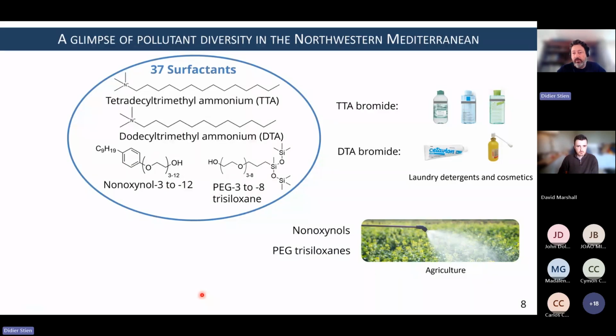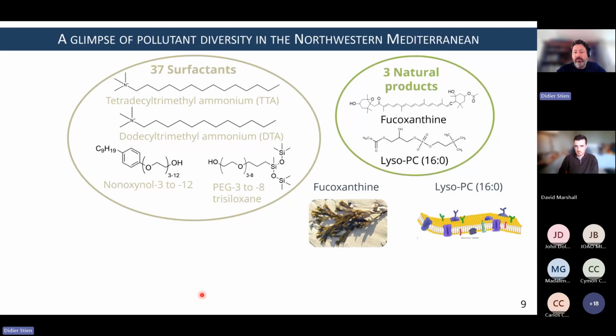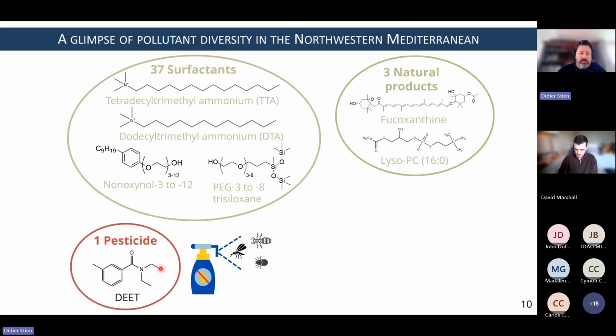We have 3 natural products among the major compounds that we have in our analysis. One is fucoxanthin, the other one lysophosphatidylcholine, there's another one as well. And these 3 compounds are from microalgae, so it's not so surprising to have this natural product. And we have one pesticide, DEET. It's used as a repulsive agent against insect bites.